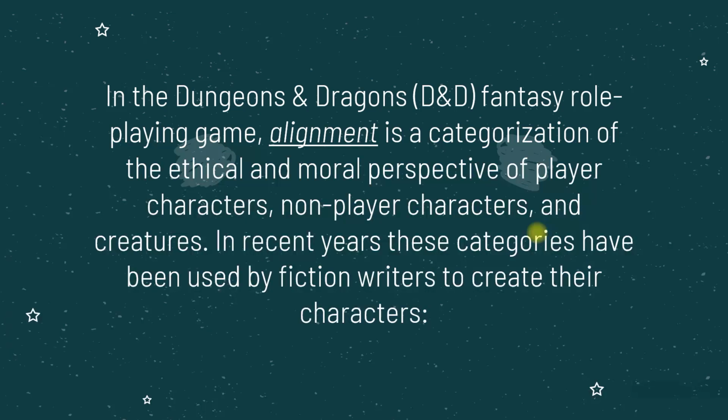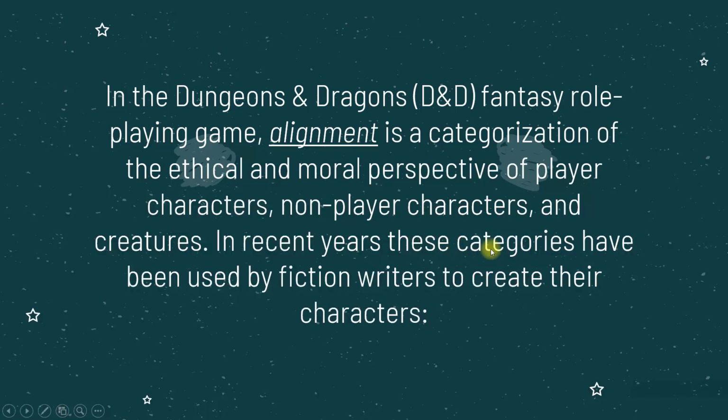So if they are in a certain alignment, they will act according to that. Can they stray? Yes, because again, dynamic characters can change. Can they be one thing from start to finish? Yes, again, because static characters are again a thing in fiction. So the first thing we have to remember is that alignment is not permanent, but it's a good way to start on deciding how your characters will act.